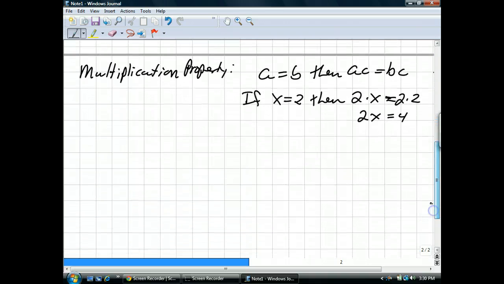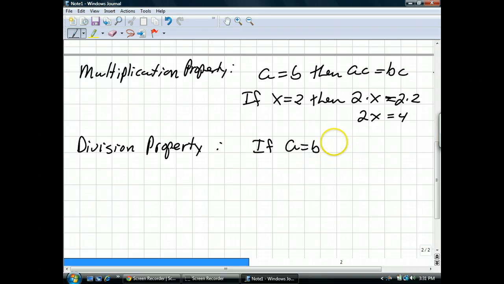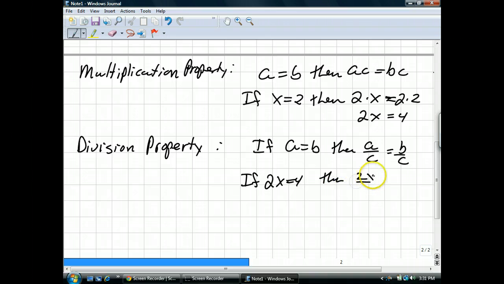The division property, and remember all these properties are the properties that you use in algebra to solve algebraic equations. Okay? But now we have to know the name of them. So it says if a equals b, then a divided by c has to equal b divided by c. Okay? So an example of that is if 2x equals 4, then 2x divided by 2 has to equal 4 divided by 2, or x equals 2.